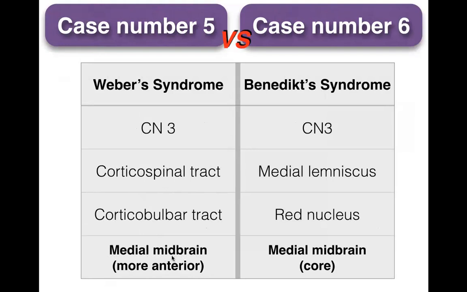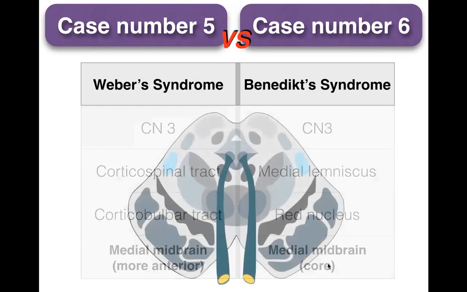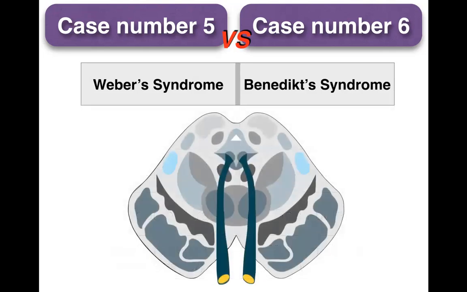And just like what I said, Weber is due to a lesion affecting the medial midbrain, but it's a little more anterior. Now, what about Benedict? Also cranial nerve number 3, and it involves the medial lemniscus and the red nucleus. It also affects the medial midbrain, but it's a little more towards the core.